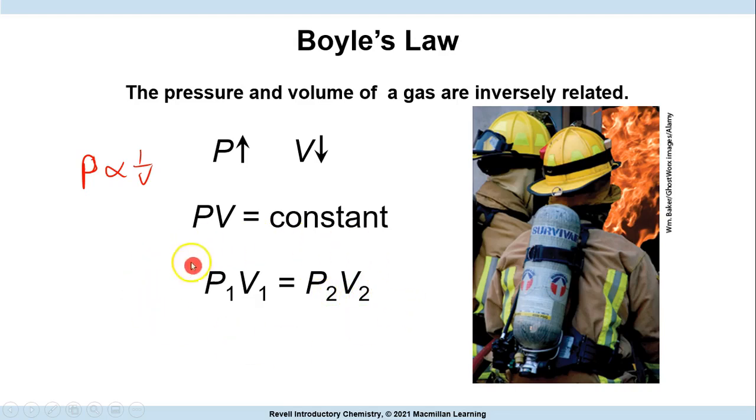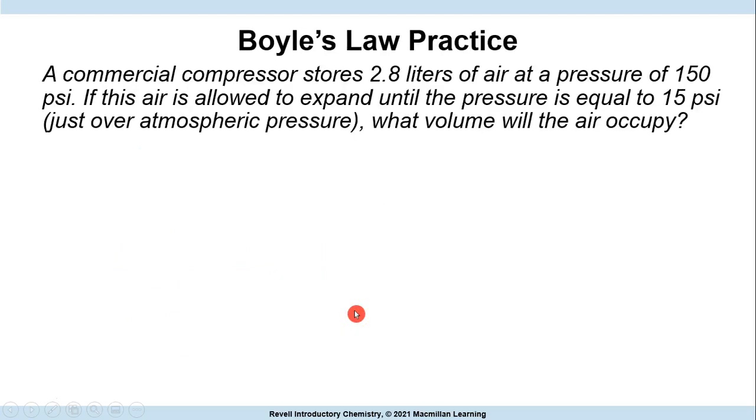This formula will be used in calculations where we have P1 the initial pressure, V1 the initial volume, P2 the final pressure, and V2 the final volume. So you can be given three of any of these factors and you are asked to calculate one of them. So you have to master this formula. P1 V1 is equal to P2 V2. So this relates pressure and volume. Now let's look at this example here.